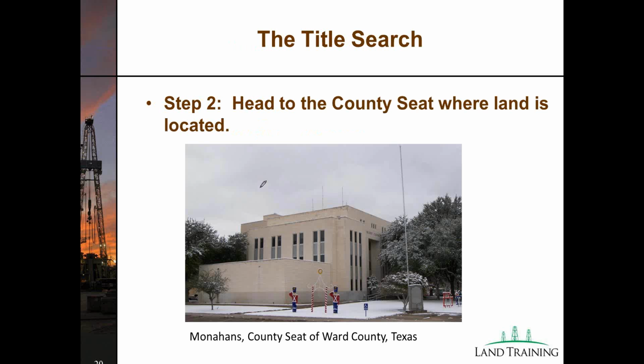Now, this is where the records are located. Now, how do you find out where this is located? You just do a Google search, Monahans, county seat of Ward County, and it will tell you where that is located. Now, one reason that we like to hire brokers in the field or independent landmen is because a lot of times they know all this stuff.